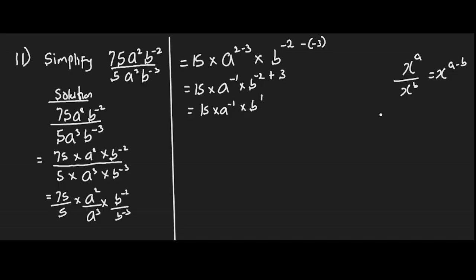Now, from s raised to power minus 1, we agree that this is the same thing as 1 over x. Then this is going to be 15 times a raised to power minus 1 times b raised to power 1, or we have it as 15 times a raised to power minus 1, which is 1 over a, times b, so we can have it as 15b all over a.